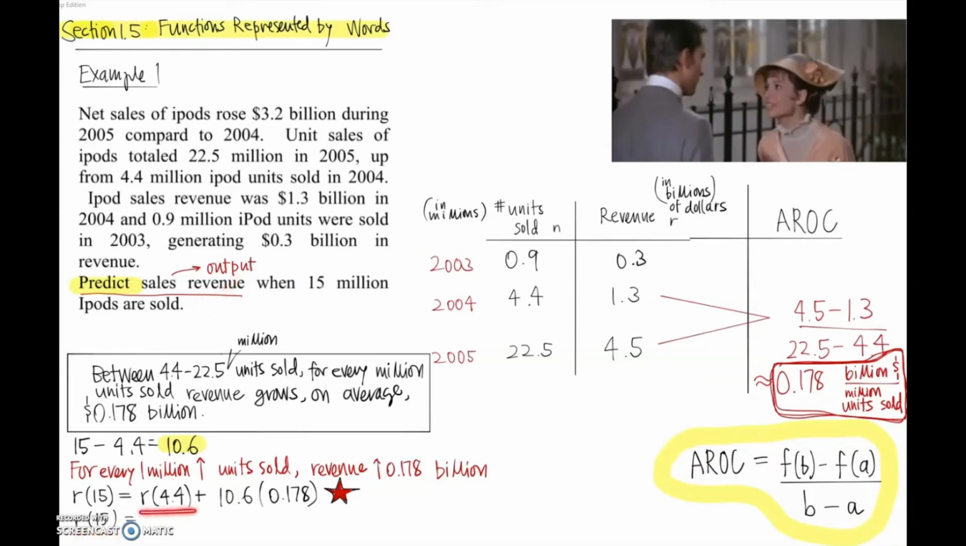The revenue when 4.4 million units are being sold is 1.3 billion. So this number is 1.3 billion. Plus to that, we're going to add 10.6 times 0.178. This was what we're building up from 4.4 up to 15. And this number is 1.89.